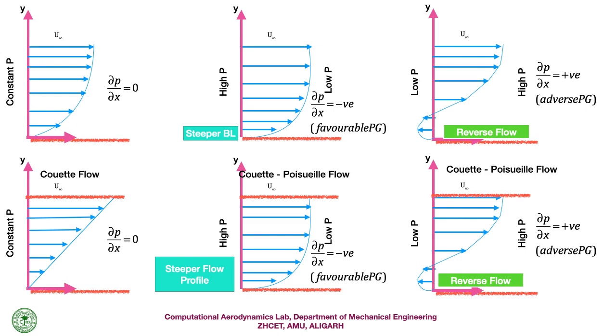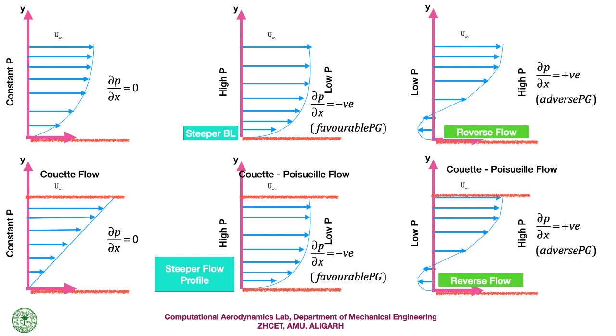Now if the pressure gradient is favorable, then you get a velocity profile which is slightly steeper, and a large velocity gradient can be seen at the wall. You can see that here also I have made the velocity profile slightly denser than in the other case.